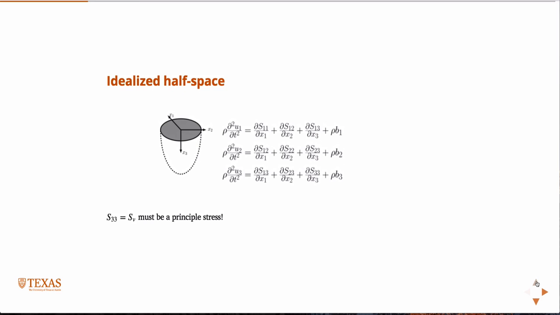So what we just showed there, and by the way, the arguments we made were at the surface of the Earth, but you can also show that it basically holds from the surface of the Earth down to the brittle-ductile transition, that S33 is a principal stress, and we'll identify it by SV, so S vertical. Right? S vertical is a principal stress.